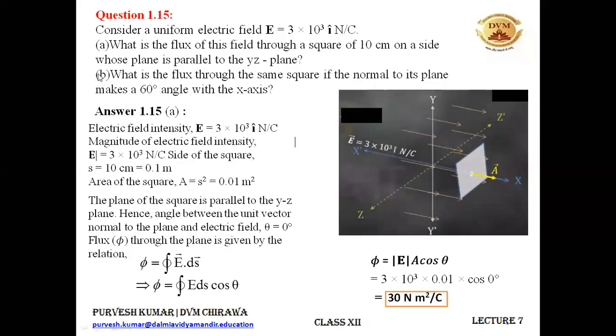Let's move towards part B of this problem. It says: what is the flux through the same square if the normal to its plane makes an angle of 60 degrees with the x-axis? So if you tilt this plane, they are saying we have tilted it in such a way that the area vector, the perpendicular to this surface, and the electric field are making an angle of 60 degrees. Let's see it.